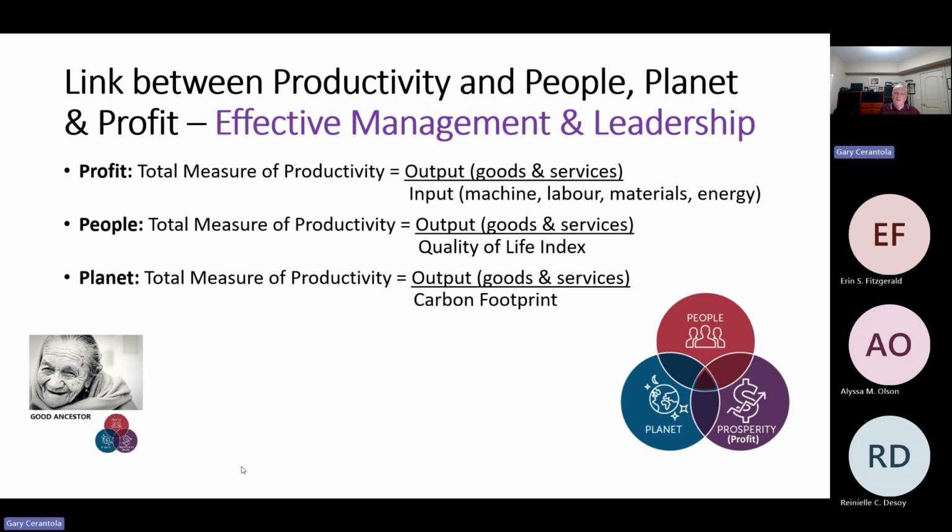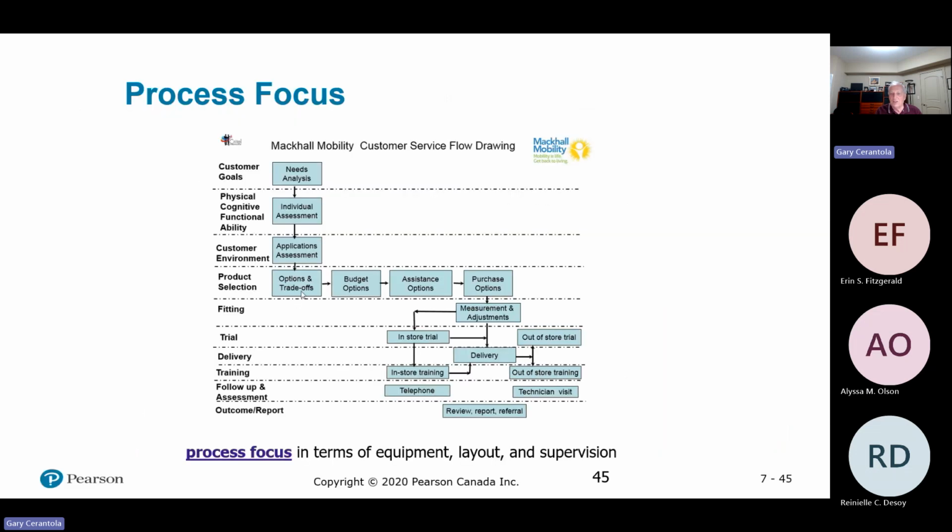Okay, so what we do is, for profit, we take a look at the total measure of productivity. For people, we look at the total measure of productivity in terms of quality of life index. These are just major types of productivity measures for global reasons, to see what's going on. For planet, we want the total measure of productivity output over your carbon footprint. So you can start comparing country to country. You can start comparing the productivity country to country, and then you can start looking at benchmarking in terms of productivity in the industry. So that's what these figures are about.